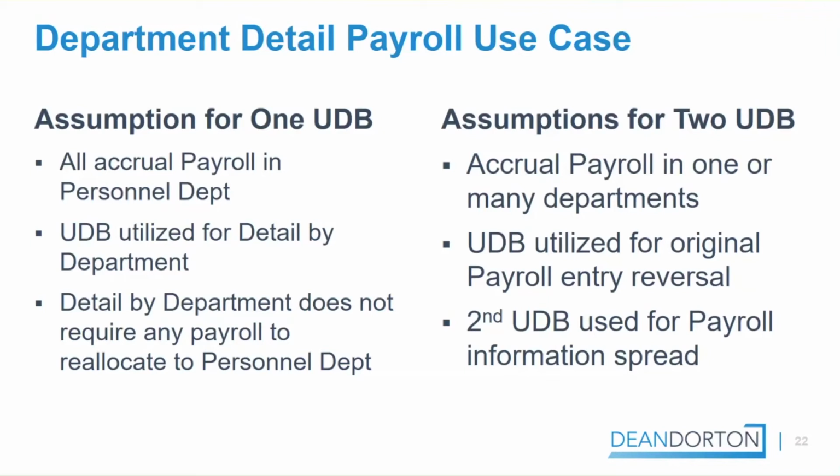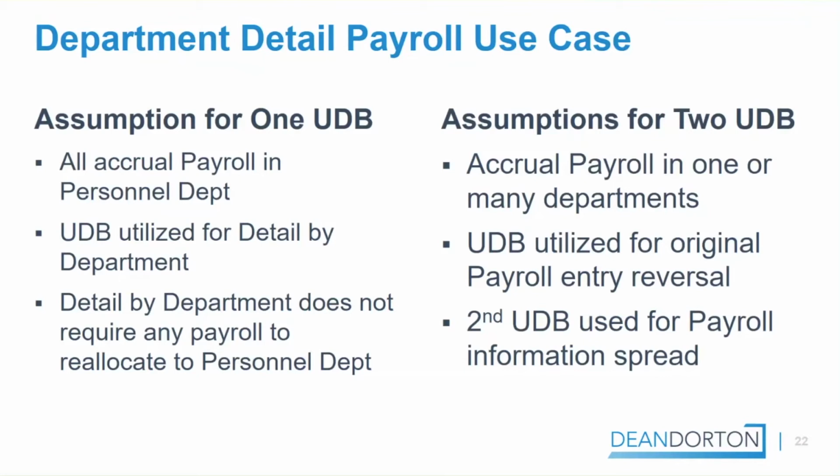The first is that we can create a single user-defined book that, if we're not reallocating anything back to a personnel department, we might just go ahead and split it out, and I'll show you what this looks like in just a second. But we also could have two user-defined books, maybe one in which we accrue the payroll, and then we do a reversal of that payroll in one user-defined book, and then we do a second user-defined book to spread the payroll information out.